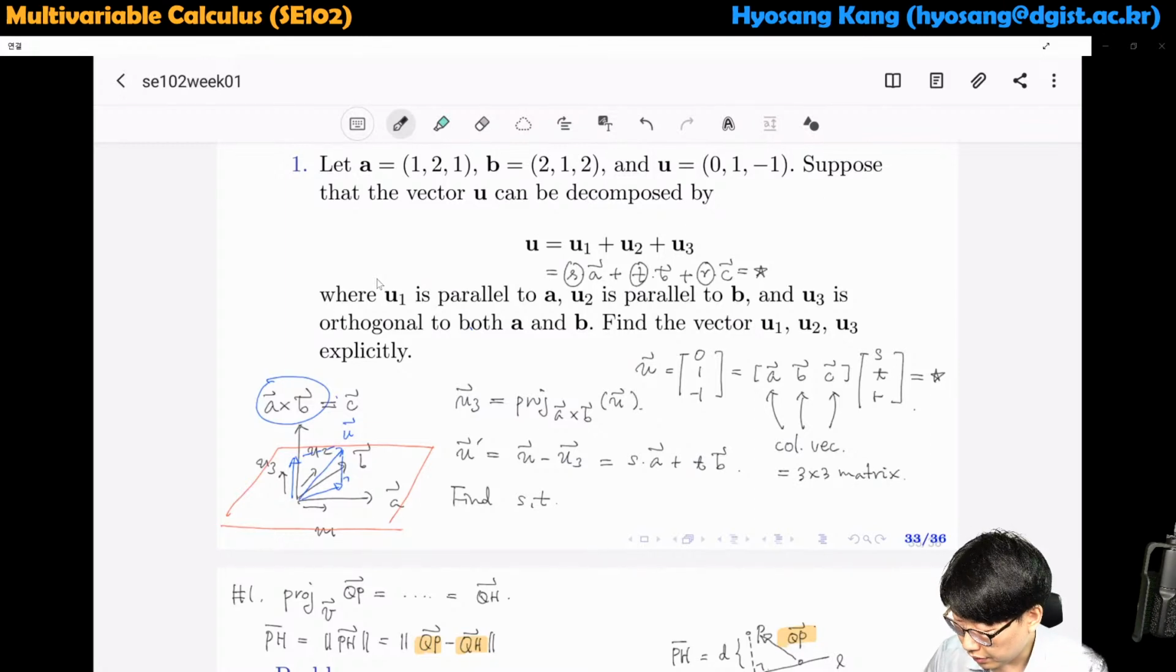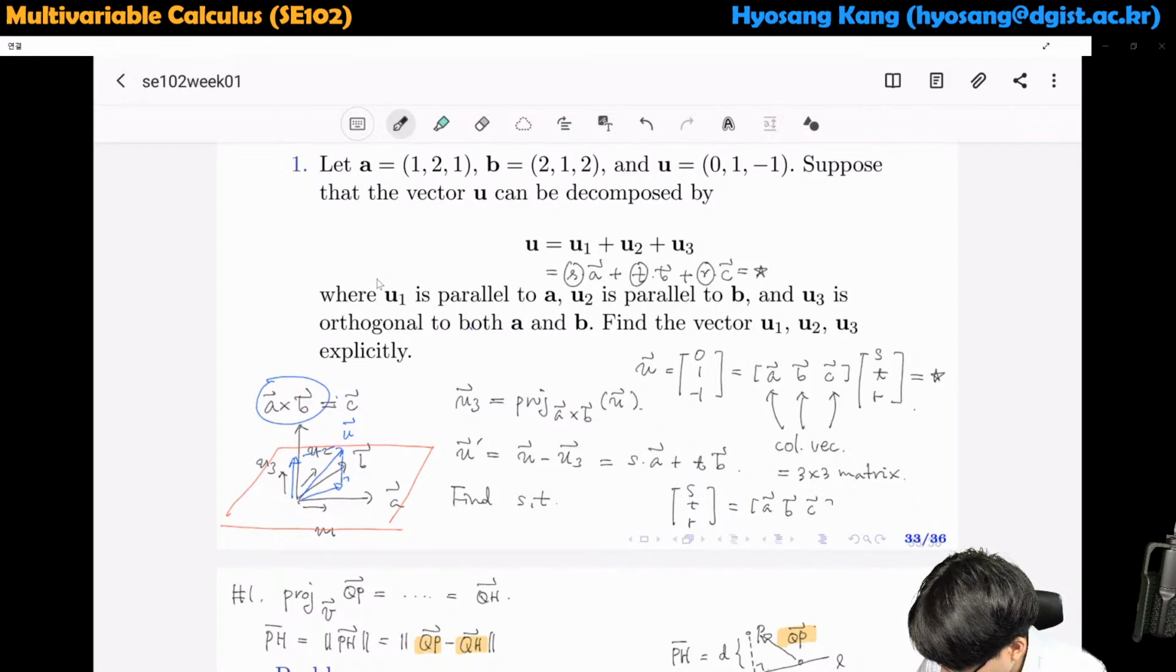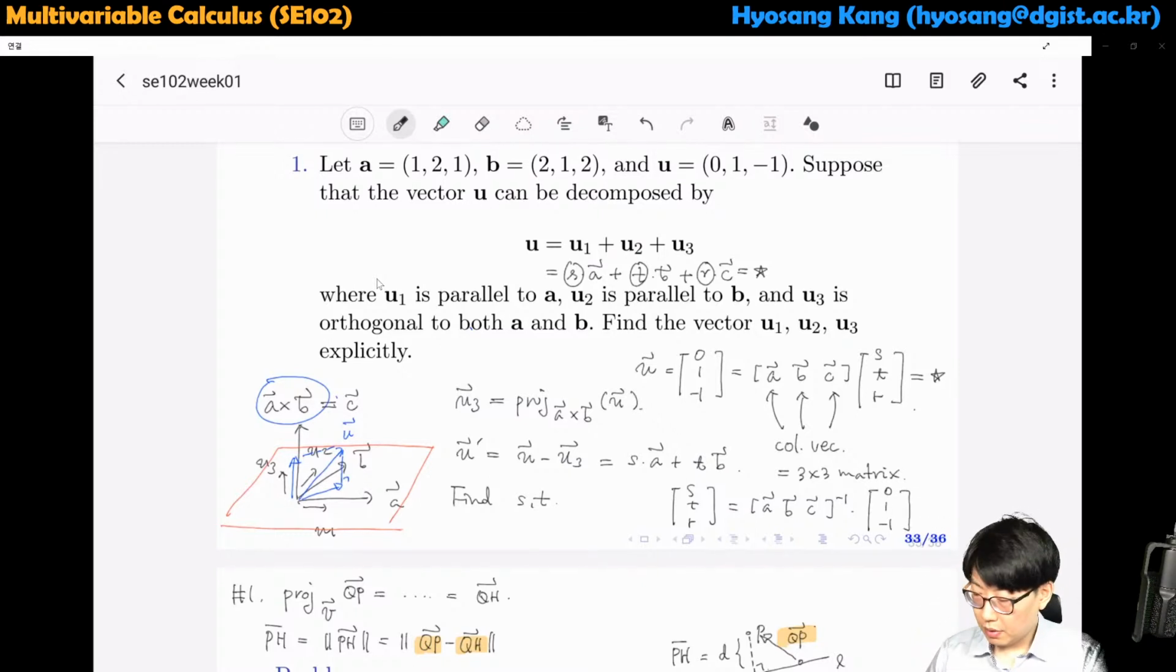But that's fine, because what we are actually doing is a linear combination of three vectors here. So how do we find this s, t, r? We simply find the inverse matrix of this 3 by 3 matrix and then multiply that inverse on both sides. So we get s, t, r is the inverse matrix multiplied with 0, 1, minus 1. So let's do that in Matlab.